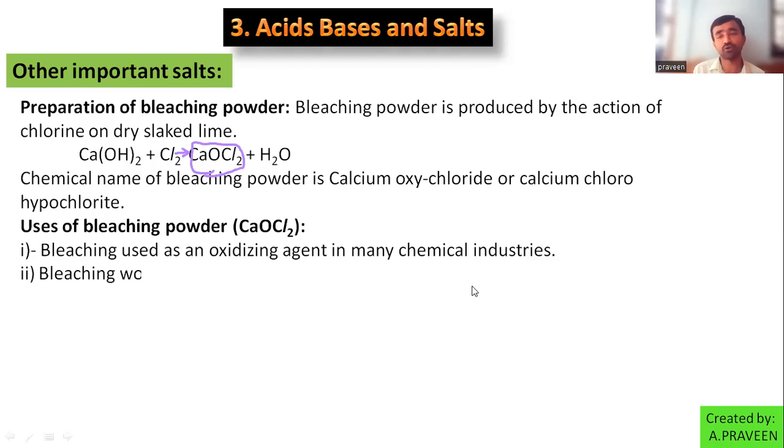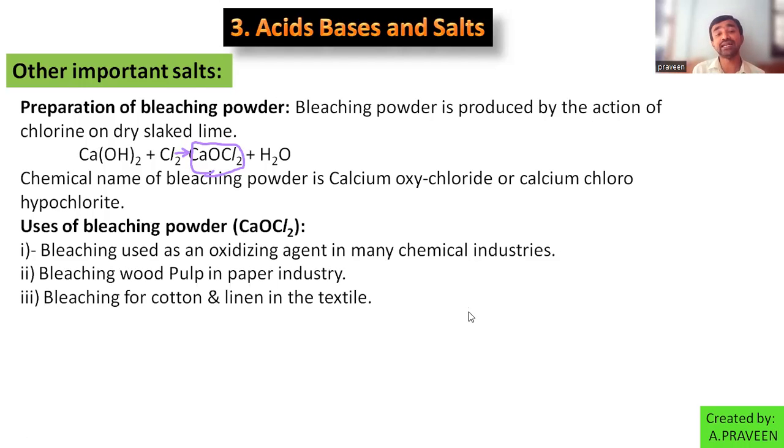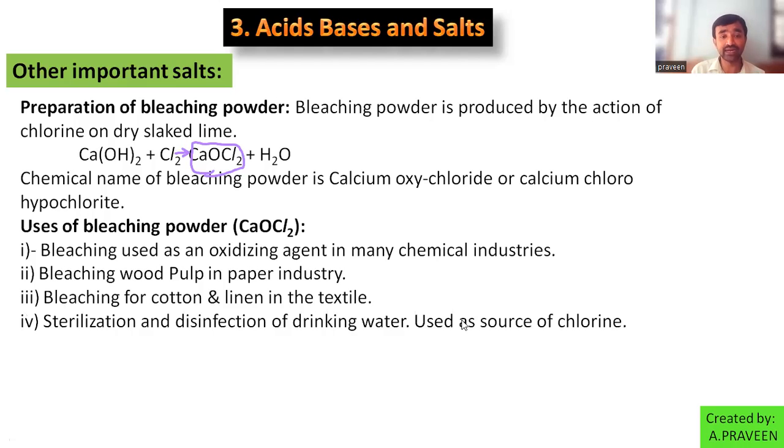Simply, bleaching powder is used in wood pulp to remove the color of that substance, pulp, right? Then it can be converted into paper. So it is a decolorizing agent. It is also used as a decolorizing agent in the textile and fabric industry, cotton, linen, whatever it may be. Then it is used in the disinfection of drinking water, the sterilization process.